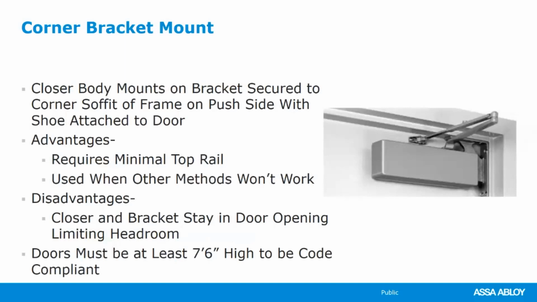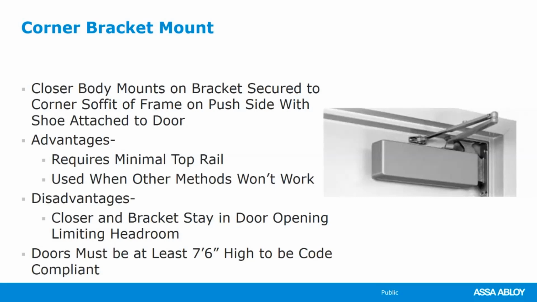Corner bracket is another interesting type of mount. That is on the push side. The closer is actually mounted to that bracket that mounts on the face of the frame at the head and at the hinge jamb. The arm sticks off the face of the opening and mounts to the face of the door. So it is separate away from the face of the frame. It's on the push side. You can use that if you have a very thin top rail. Sometimes specialty applications or other things won't work.